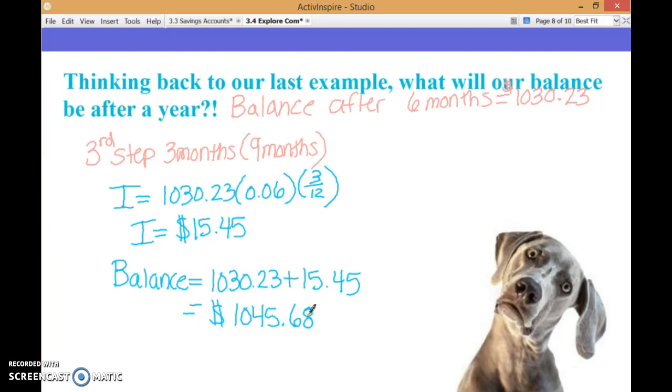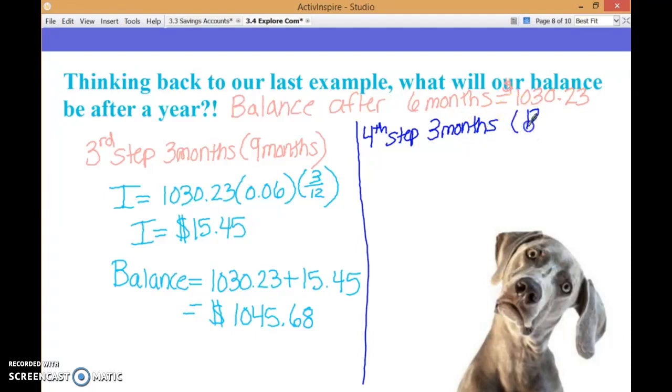However, I don't want to know my total after 9 months. I want to know it after a year, so I have to go again. And divide my paper here. This dog may have to move. So my fourth step, I again want to find another 3 months time period because it's compounded every quarter, which would then end up giving me my 12 months or my year that I'm looking for.